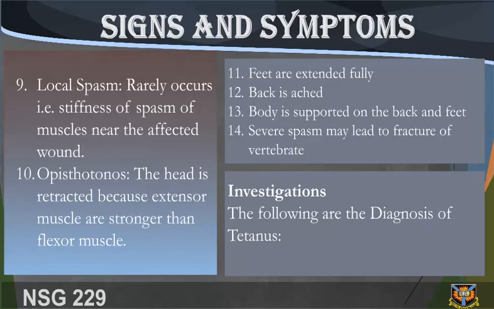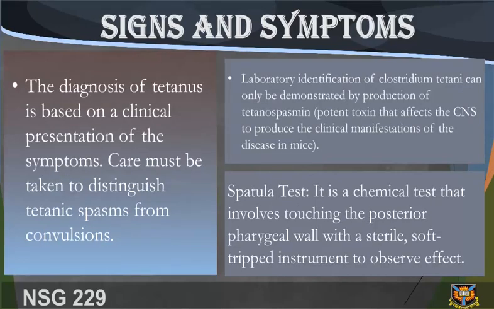Investigations. The following are the diagnosis of tetanus. The diagnosis of tetanus is based on the clinical presentation of the symptoms. Care must be taken to distinguish tetanic spasms from convulsions. Laboratory identification of Clostridium tetani can only be demonstrated by production of tetanospasmin, a potent toxin that affects the CNS, to produce the clinical manifestations of the disease in mice.